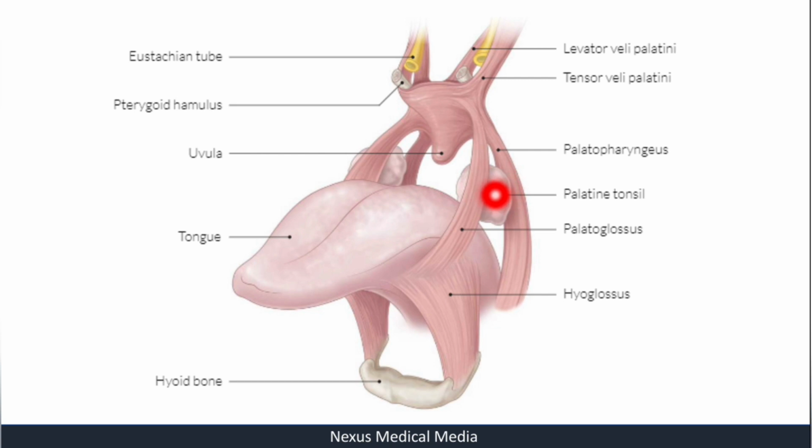In between, you find a fossa for the tonsils, the palatine tonsil. Here you can see the uvula. This is the soft palate. And if you look here, you see the pterygoid hamulus, like a hook on the pterygoid process of the sphenoid bone. Here you can see the eustachian tubes, the connection of the pharynx and the middle ear. Here you can see the levator veli palatini and tensor veli palatini.